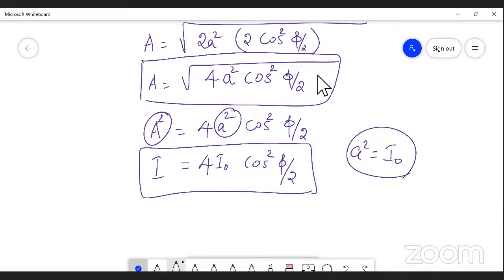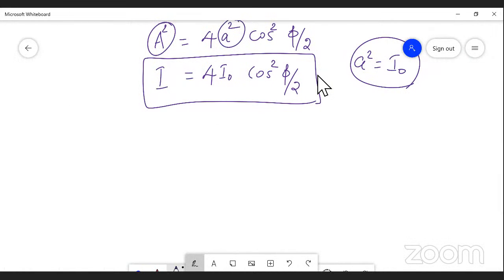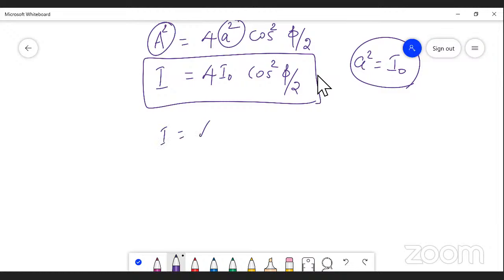If the I value is maximum, apply this case. If the condition of constructive interference is required, what happens to the phase value? It is 0. So I is equal to 4 I naught. Phase value 0 means cos phi value is equal to 1.